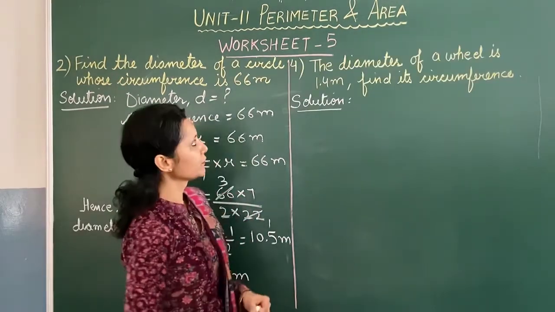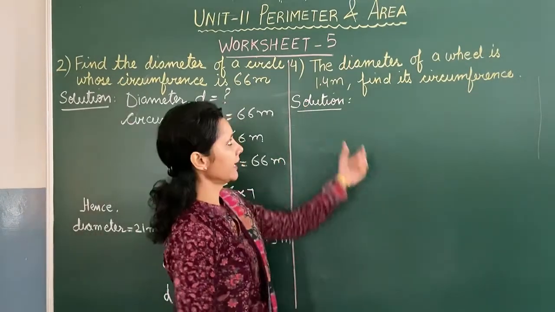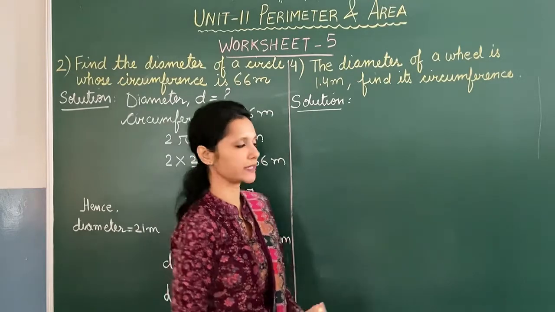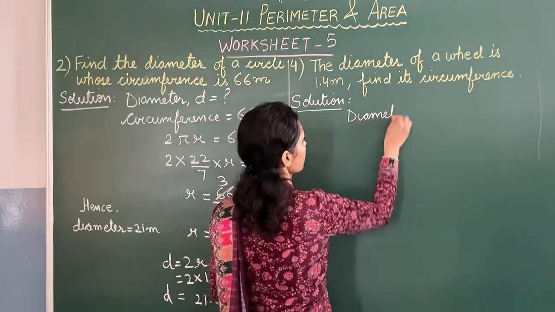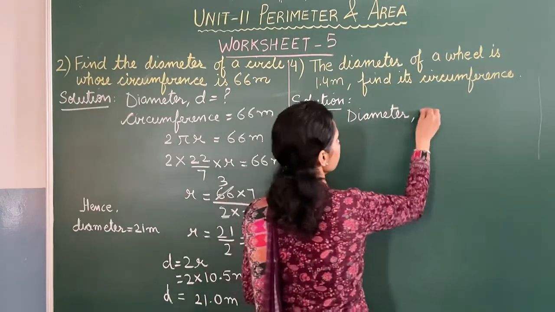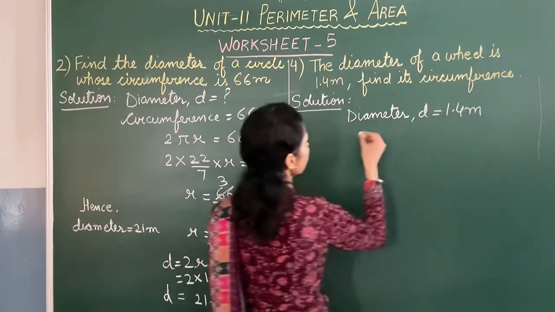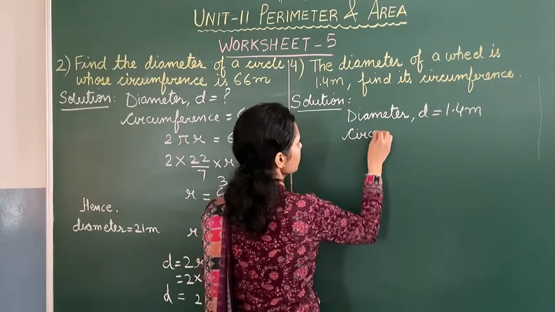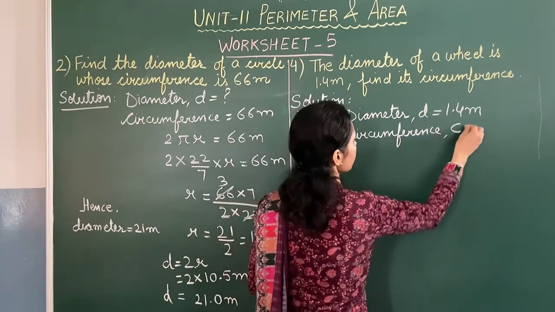Next is question number 4. The diameter of a wheel is 1.4 meters and we have to find its circumference. So what is given to us? The diameter D is given to us as 1.4 meters and we have to find the circumference C of the circle.